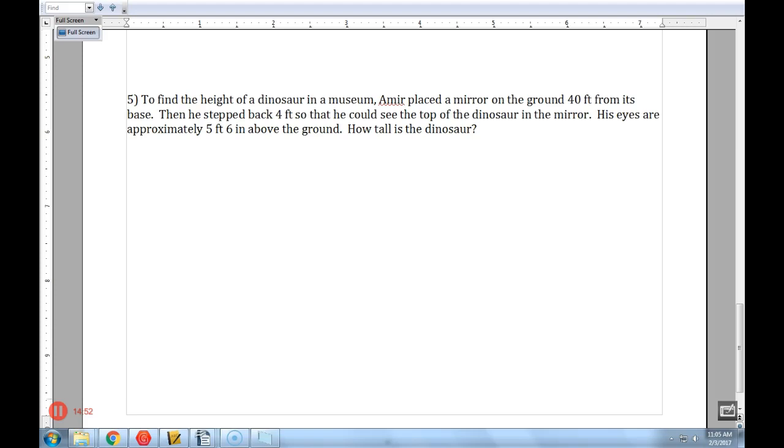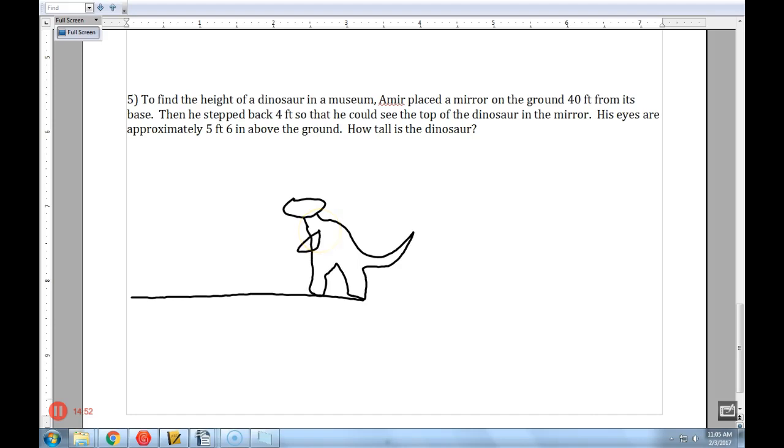If you have the ground, and this problem talks about a museum, it says to find the height of a dinosaur in a museum. And man, I'm not even going to attempt to draw a dinosaur. This is a really bad dinosaur. Some little T-Rex arms. All right, so bear with me. Maybe some teeth and an eye. But we're trying to figure out the height of that dinosaur. And there's no shadows inside the museum. We're inside. The lighting's not that strong.